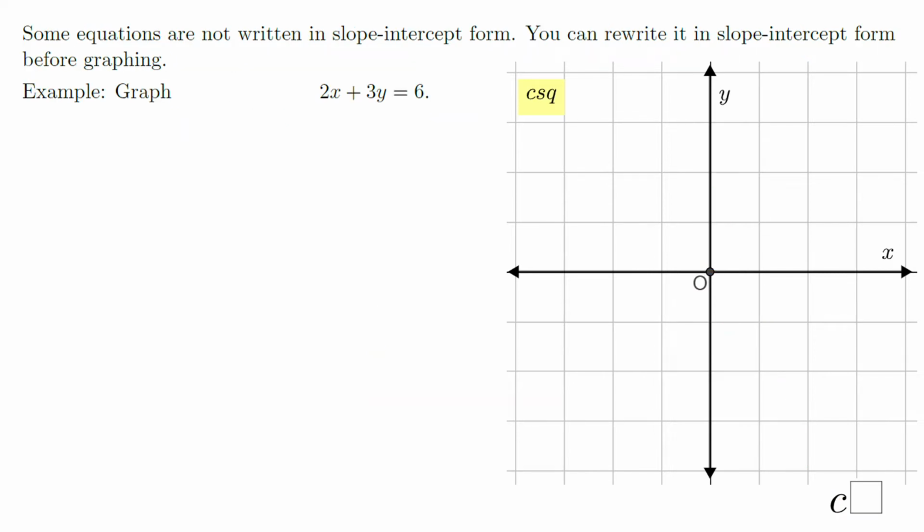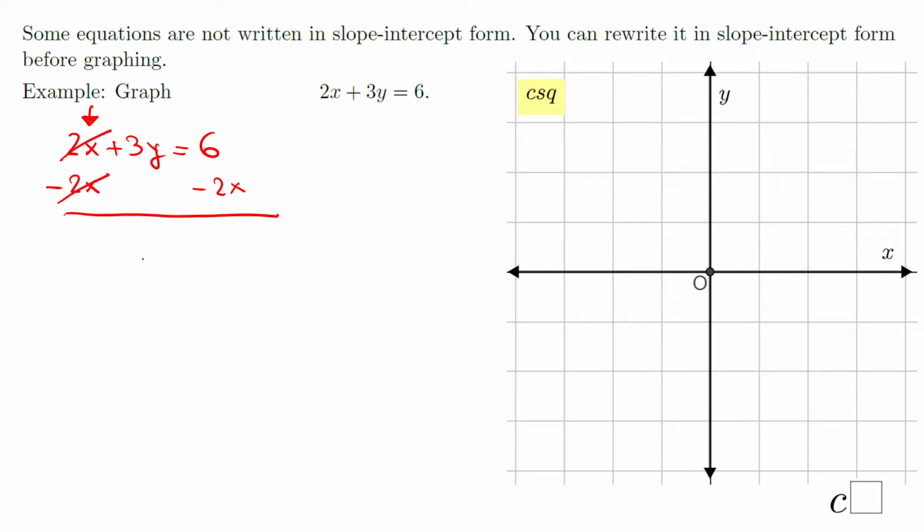Some equations are not written in the slope-intercept form, like this example you see here, 2x plus 3y equals 6. What you want to do here is solve for y. So I'm going to take this 2x plus 3y and solve for y. For that reason, I have to get rid first of the 2x. So I'm going to subtract 2x. I have to do the same thing on the other side of this equation to keep the balance.